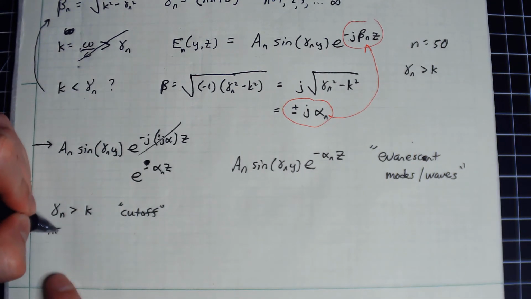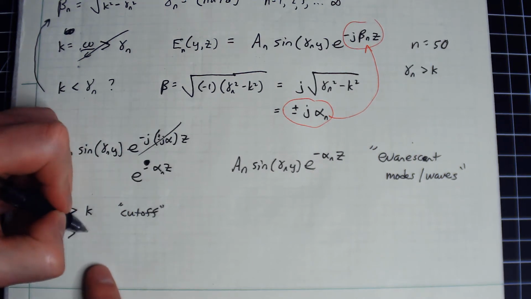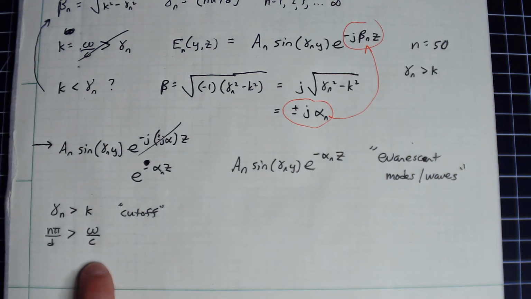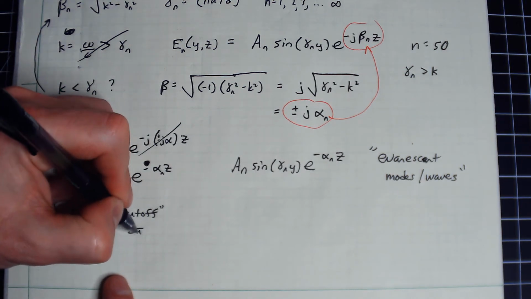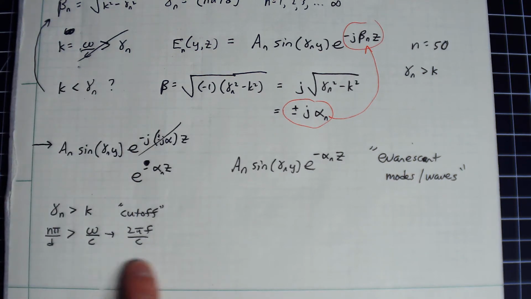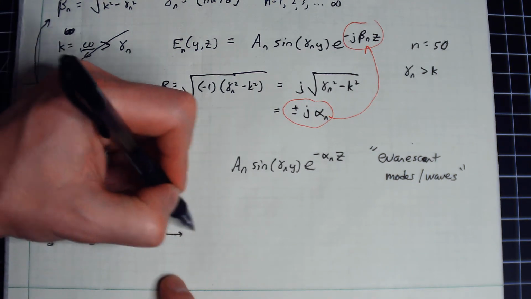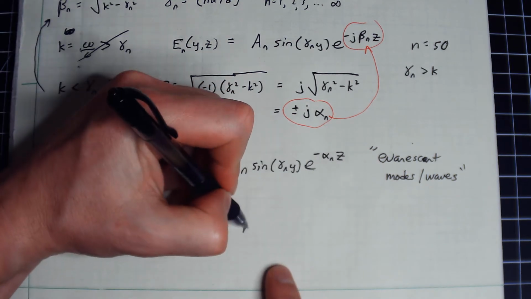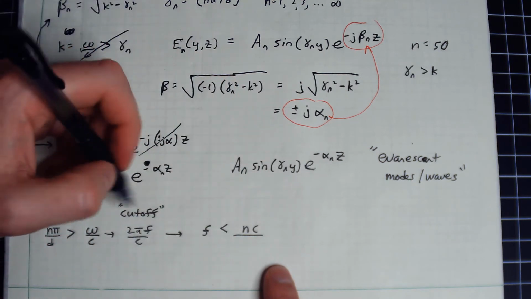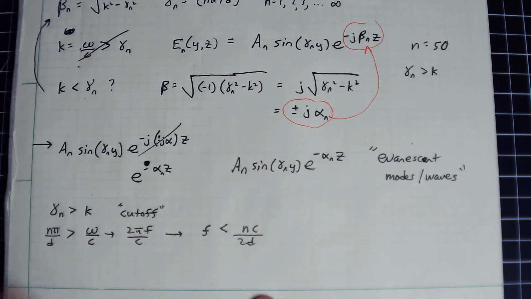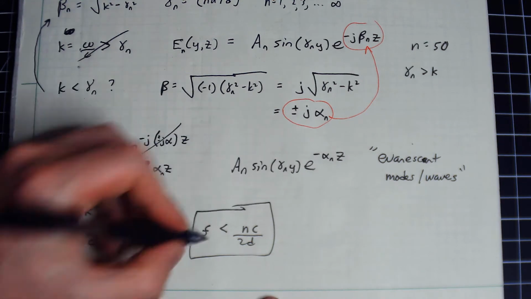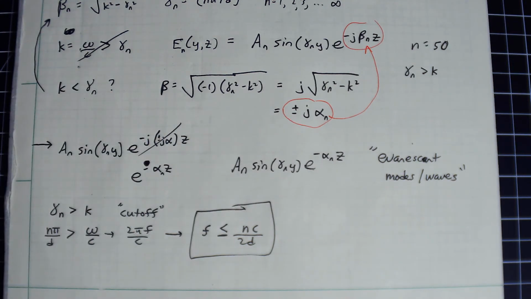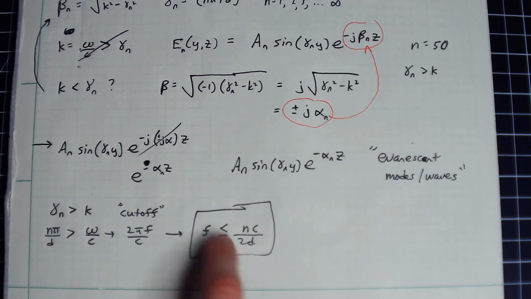So we have n pi over d is greater than omega over c. Then I am in cutoff in this condition. So I'm going to write this as 2 pi f over c. And then we're going to do a little bit of rearrangement, and we'll solve for f. I have f less than n times c divided by 2d, because the pi's cancel. And in fact, this is a less than or equal. So you would say these frequencies are in cutoff.